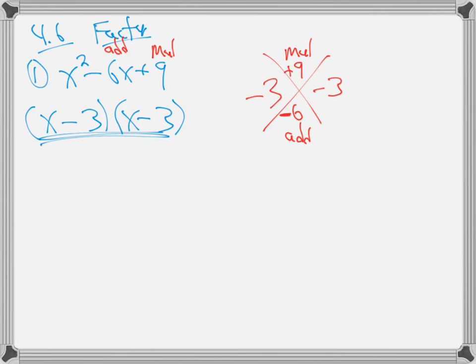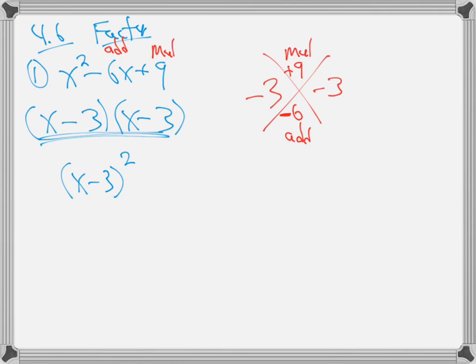You could say it more simply if you want to. How could you say that same answer more simply? Yeah, when you have identical twins, you can just say squared. You can just say two of them like that. So really, that's not new at all.